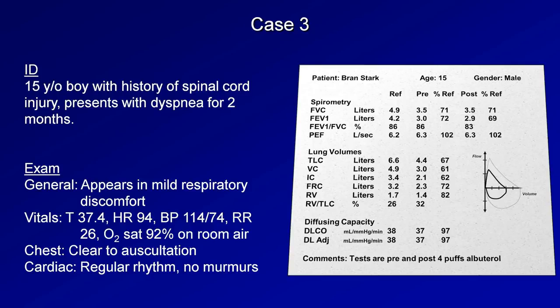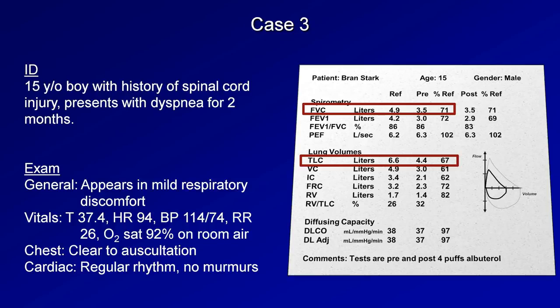When it comes to interpretation, as usual, start with the FEV1 to FVC ratio, which in this case is normal. However, the FVC is mildly reduced, suggesting the presence of restriction, confirmed by the mildly reduced TLC. So the patient has restrictive lung disease.